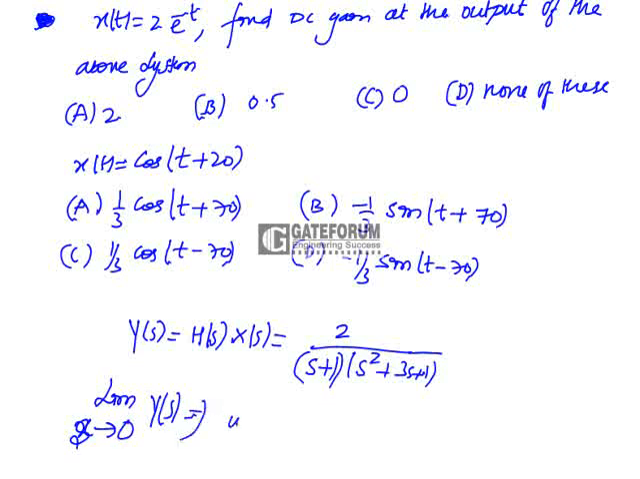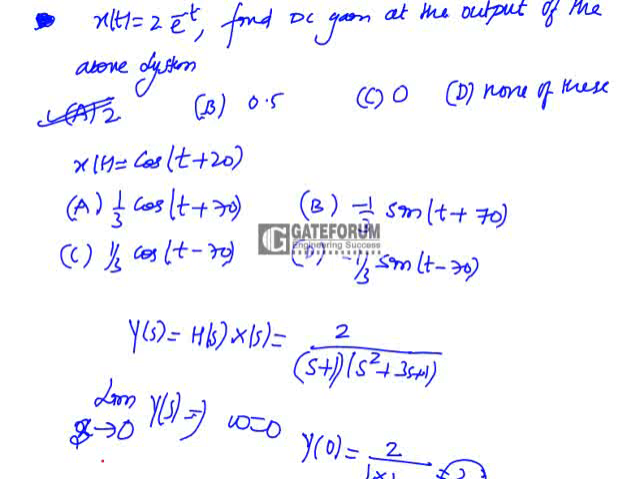DC gain means omega equal to 0. Substitute omega equal to 0 here. When omega equal to 0, the DC gain is equal to 2/(1 into 1). So the DC gain value at the output of the system is 2. So option A is the correct answer.